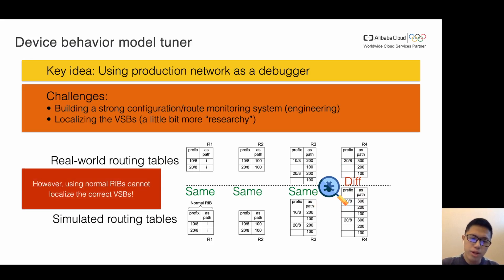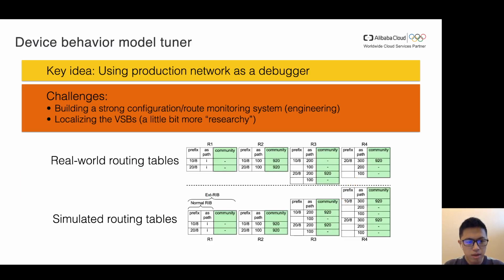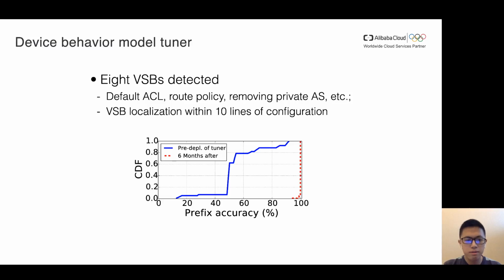Unfortunately, using normal RIBs cannot localize the correct VSBs in practice, since normal RIBs lack a lot of useful information for the reference. Therefore, our tuner uses extended RIBs rather than normal RIBs. After we introduce extended RIBs, we can observe that the tuner can correctly detect that R3's extended routing tables between real and simulation are different. So this VSB exists in R2's egress or R3's ingress.